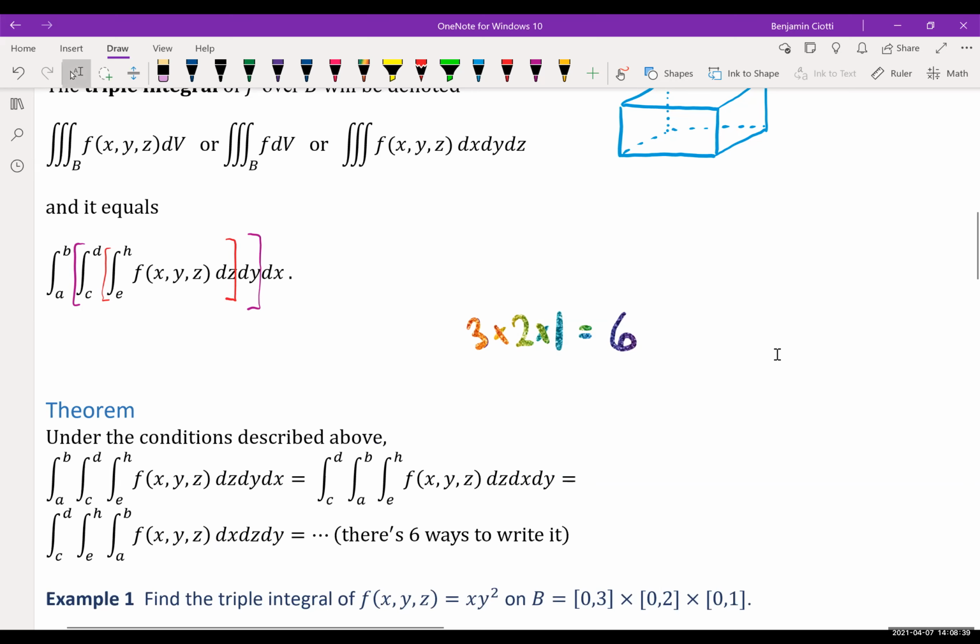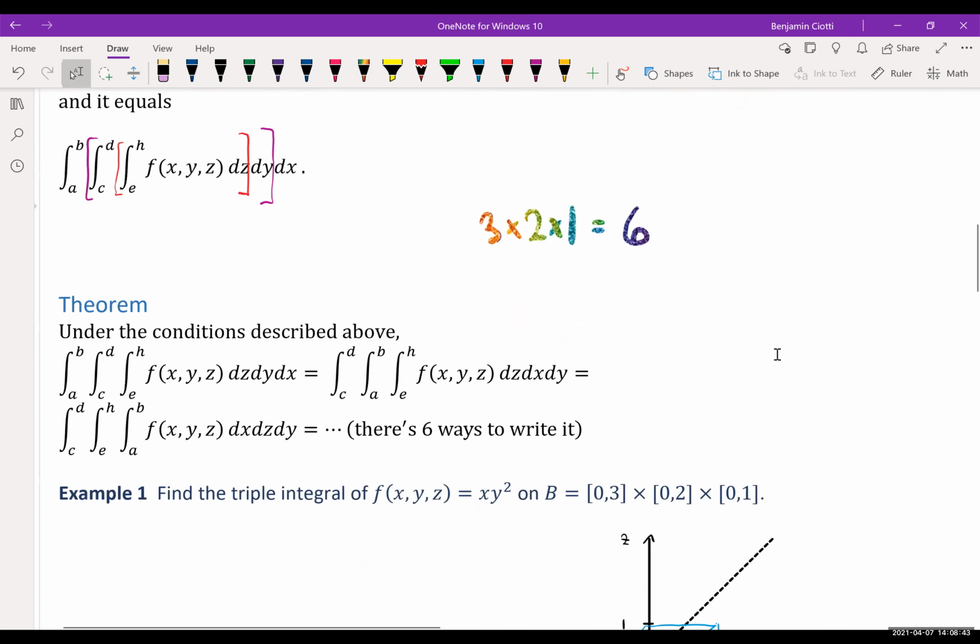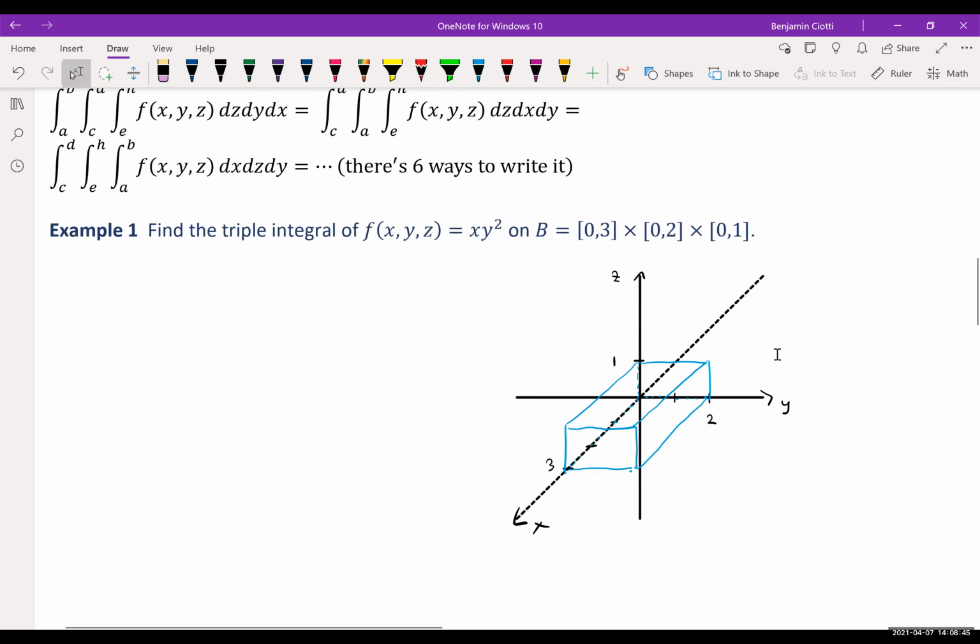So let's try it out. Let's just do an example. How about I integrate the function xy squared, and I do it over this box right here, [0,3] cross [0,2] cross [0,1]. So I already drew the box.